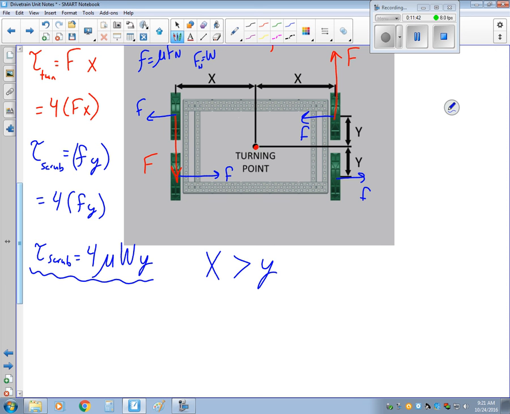So basically, looking at this type of geometry, where x comes from the width of the robot and y comes from the length of the robot, if you have no omnidirectional wheels available to you, you want to make sure that the x, or the width of the robot, is greater than the y, or the length of the robot.